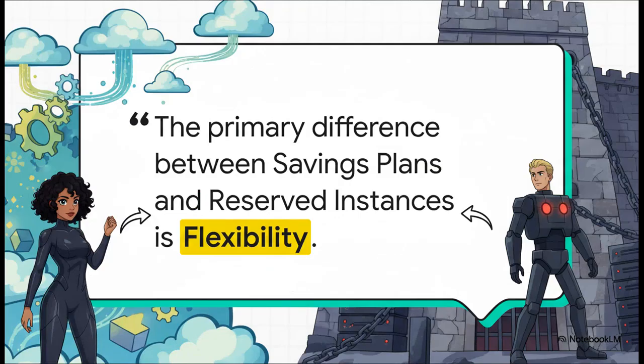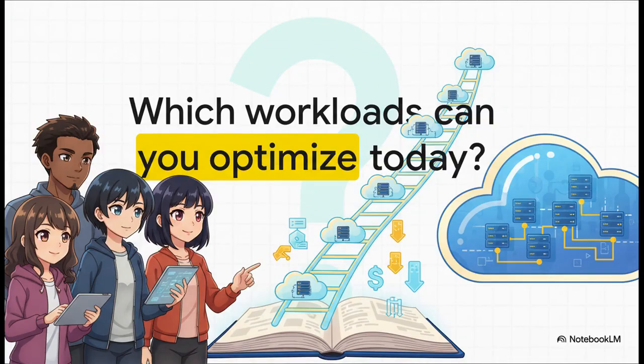Look, if you remember just one thing about the commitment models, let it be this. Savings plans are designed to adapt to your changing needs. With reserved instances, you have to adapt to the rigid commitment you've made. It's all about flexibility. So now you have the playbook. The real question is, which workloads in your environment can you optimize today? Take a look at your setup, identify those patterns, and start climbing that cost savings ladder.